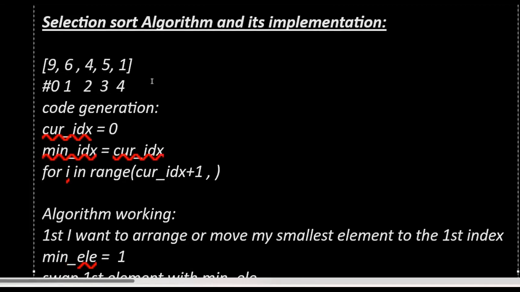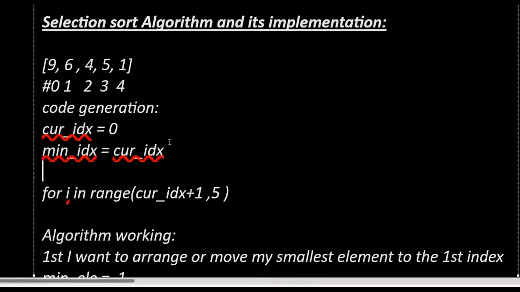Till where do I want to check? For this example, I will check till 5. In general, till where do I want to check? Till the end. How do I get the end? If you find the length of your list, that is nothing but the end. So what is the length of the list? That is 5.